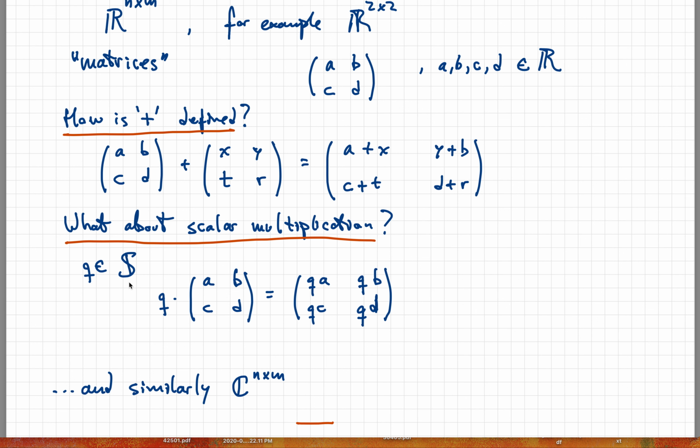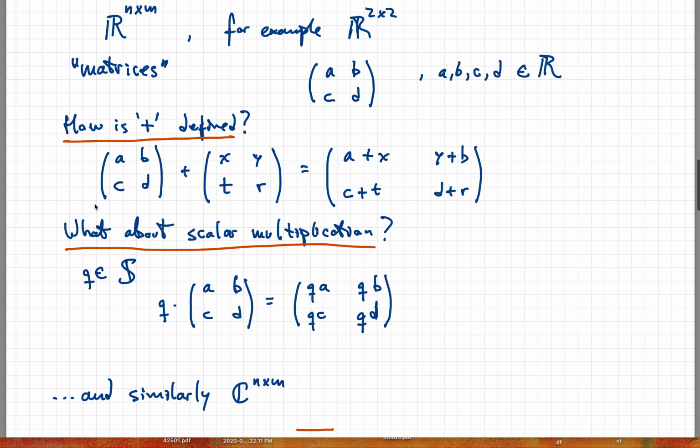This could be complex numbers or real numbers or something else. Then we multiply our scalar by our vector in this way. We take all the elements that are inside our arrangement here, inside our matrix, and we multiply all of them by our scalar q.